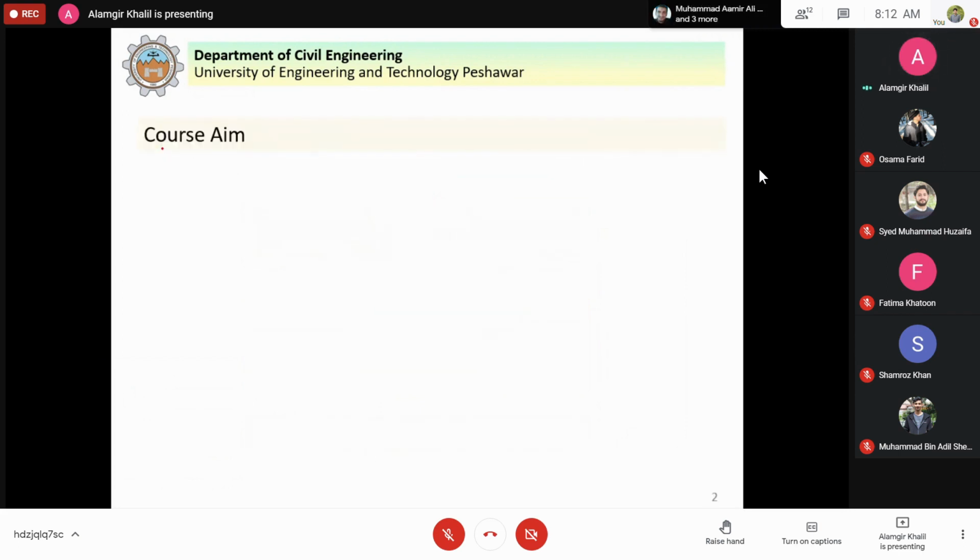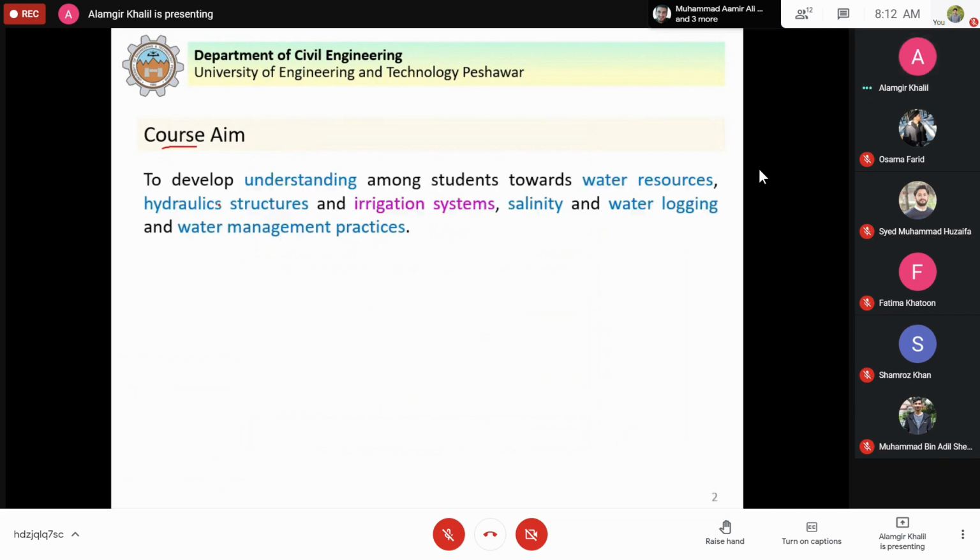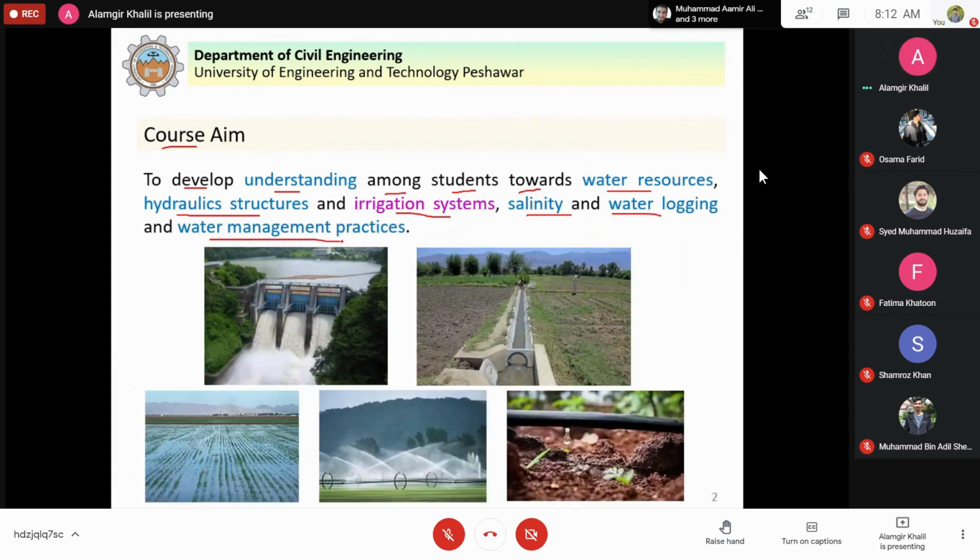Now, the course aim, why we need to study this course. The aim is to develop understanding among students towards water resources, hydraulic structures, irrigation systems, salinity and waterlogging, and water management practices.